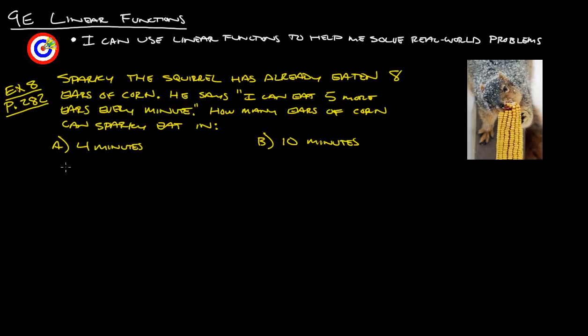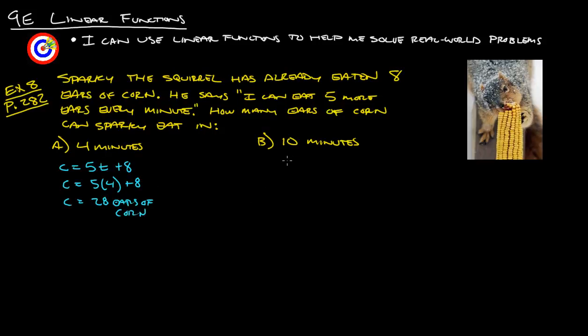So the number of ears of corn that Sparky can eat, let's call it C for corn, is going to equal, let's see, he started off by already eating 8 ears of corn, and then he can eat 5 more ears of corn every minute. So let's go 5t plus 8. So in this case, C is going to equal 5 times 4, because it's 4 minutes, plus 8. So C equals 5 times 4 is 20, plus 8 is 28 ears of corn in 4 minutes.